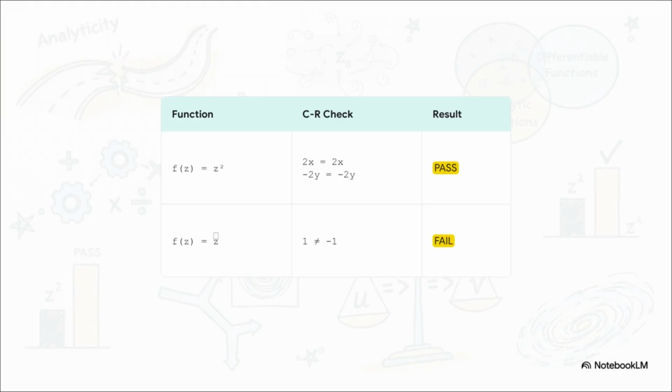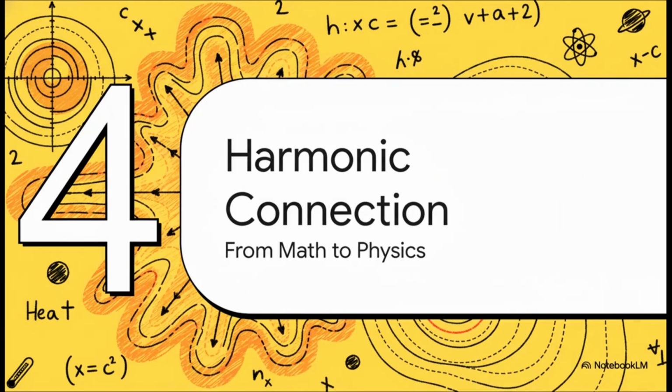Let's put this test to work. First up, z squared. We run the numbers, and boom, perfect match on both equations. It passes with flying colors. But now look at the complex conjugate, z bar. We check the first equation, and right away, we hit a wall. 1 does not equal -1. So, sorry, z-bar, you are not analytic. It's that clean.